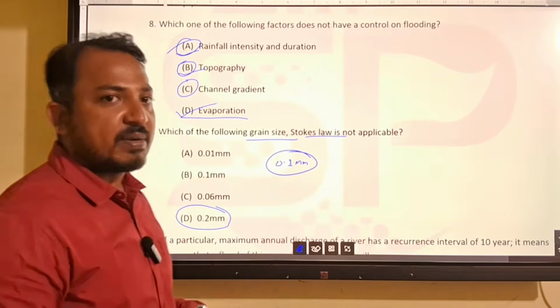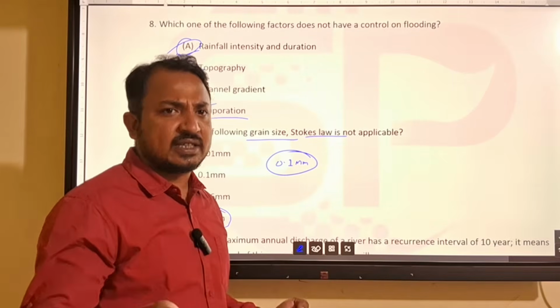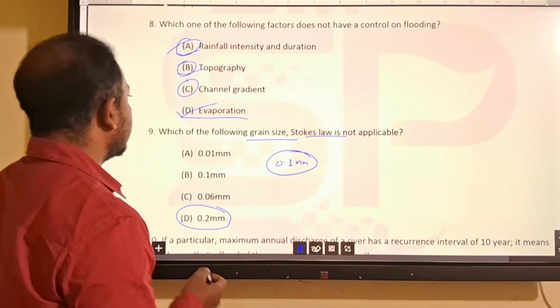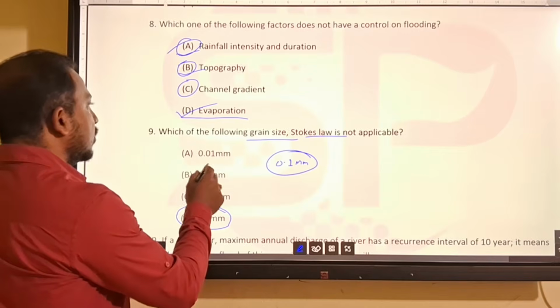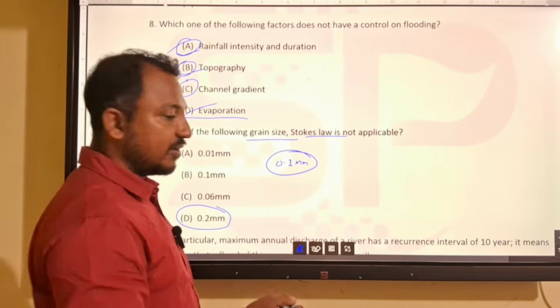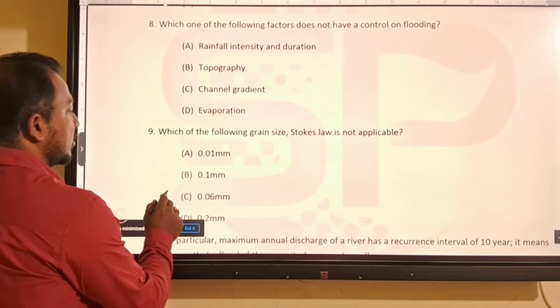Greater than 0.1 mm, it is not applicable for Stokes law. That's why Stokes law is not applicable for sand size grain. Stokes law is used to determine the settling velocity of the grain. So the answer will be D.